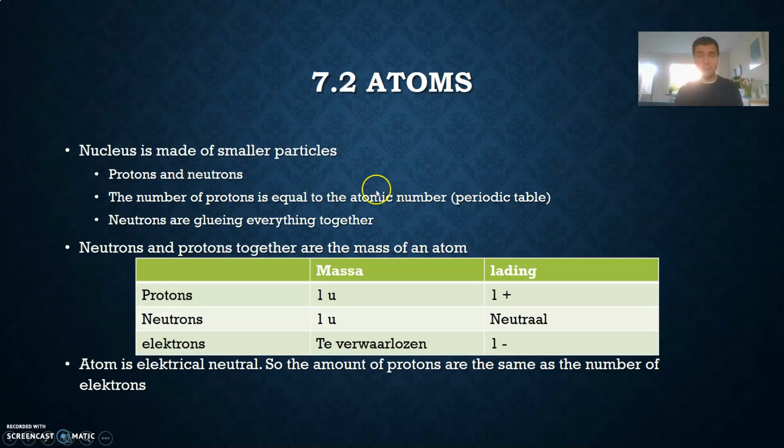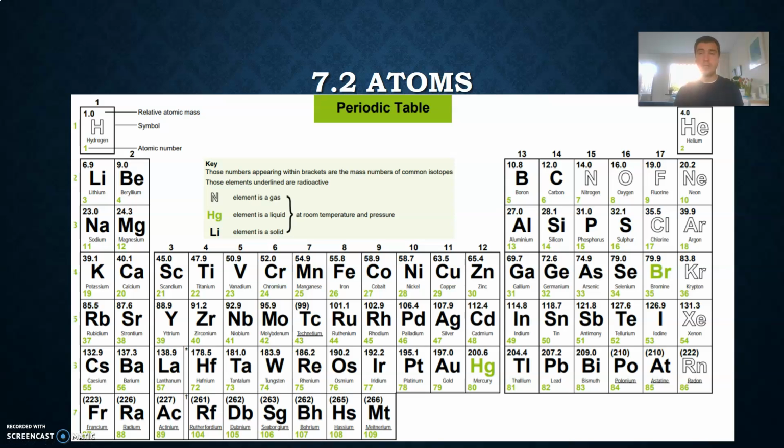The number of protons is equal to the atomic number, and the atomic number is shown in the periodic table over here. So, for instance, carbon is atomic number 6, and that means it always has 6 protons in the nucleus.